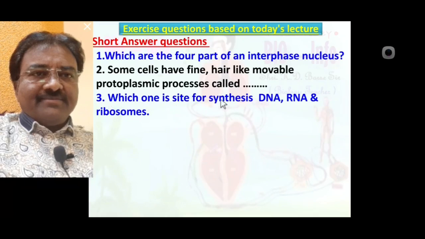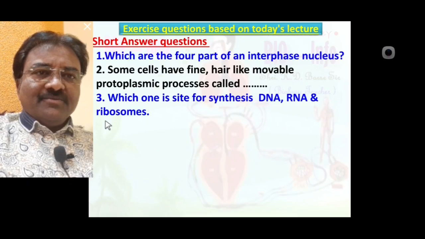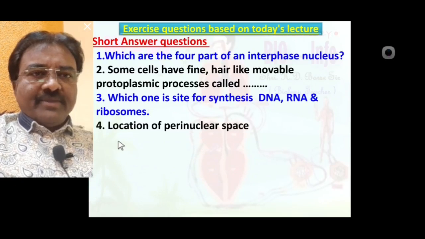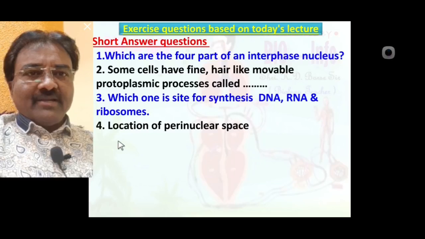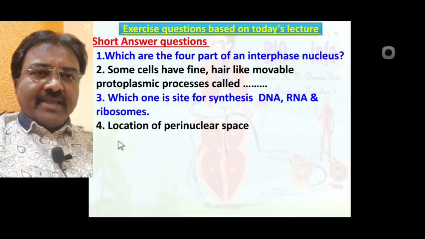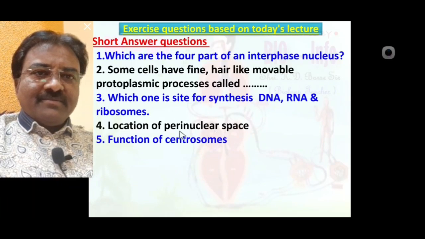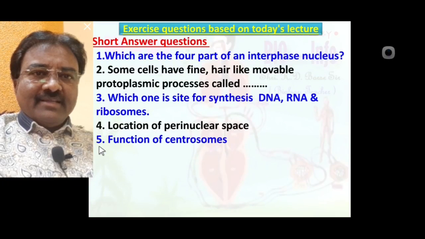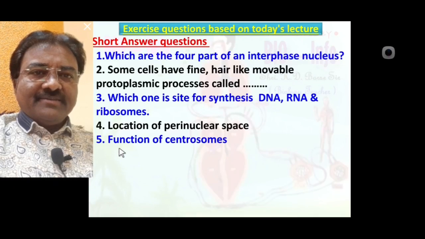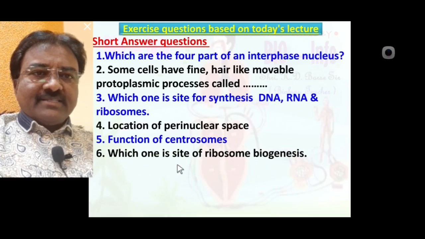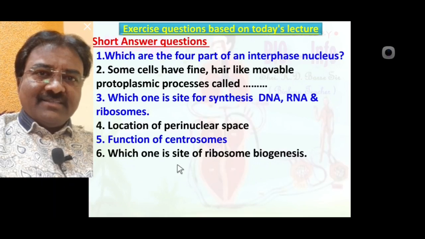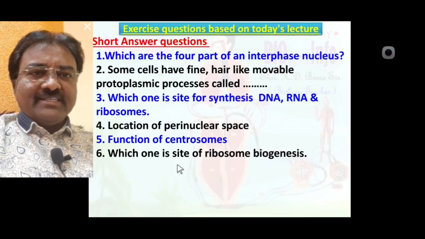Which one is the site for synthesis of DNA, RNA and ribosome? Yes, nucleus is the site for synthesis of DNA, RNA and ribosome. Location of perinuclear space: yes, present in between the outer and inner nuclear membrane. Function of centrosome: yes, centrosome helps in assembly formation of the spindle apparatus during cell division. Which one is the site of ribosome genesis? Yes, nucleolus is the site of ribosome genesis.